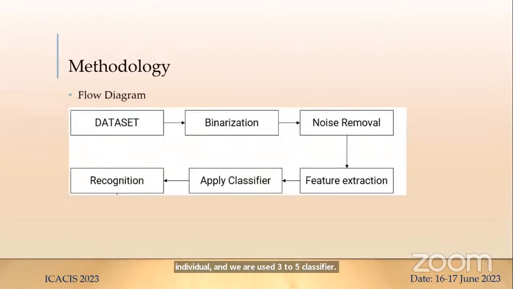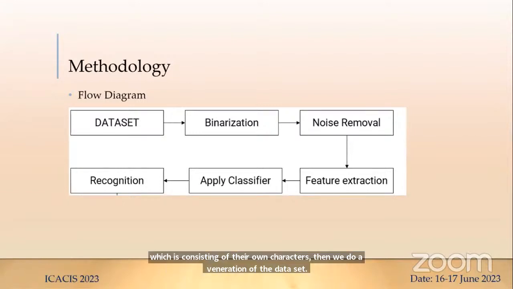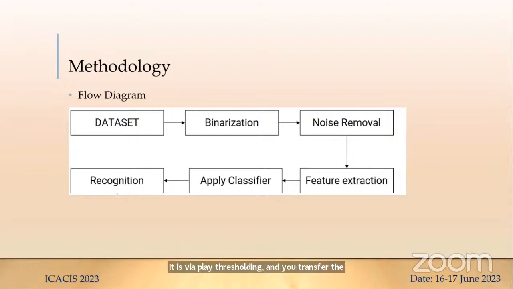So talking about the methodology, first is the dataset. Our dataset consists of Devanagari characters. Then we do binarization on the dataset, that is, we apply thresholding and transform the pixel values to either 1 or 0. Next is noise removal. We use Gaussian blur for removing the small noises present in images after thresholding. Next is feature extraction. We use SIFT, DCT, and HOG for feature extraction, and then we apply classifiers that are decision tree, support vector machine, KNN, random forest, and LGBM. And the last part is recognition.